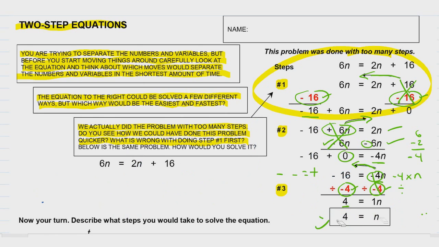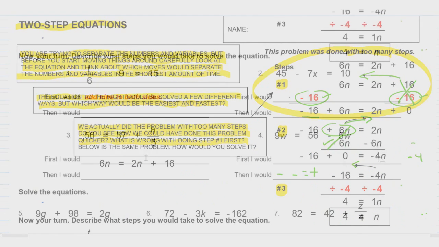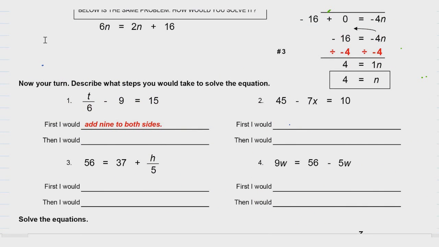So let's take a look at the problems. It says right here, now your turn. Describe what steps you would take to solve the equation. So it's not asking us to solve it, it's just asking what steps we would take. And right here it gives you an example. It says first I would add 9 to both sides. So let's take a look at this problem really quick.